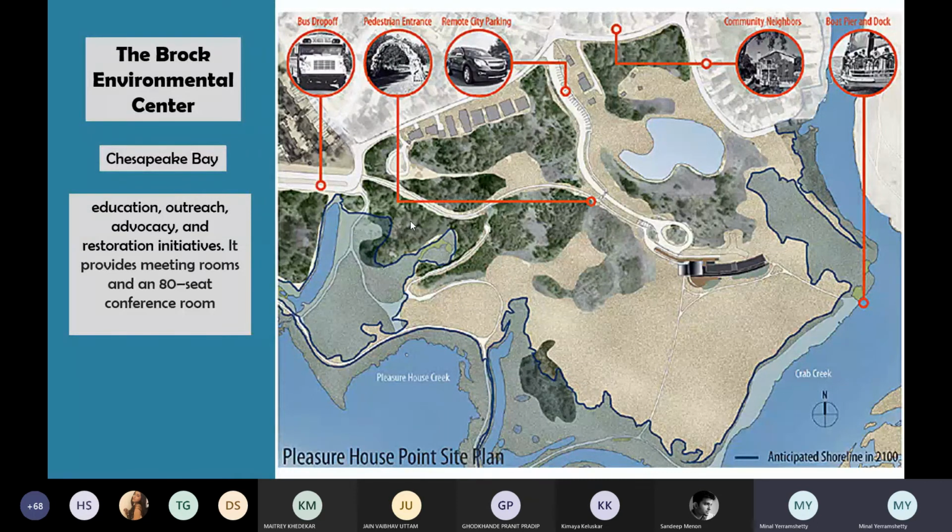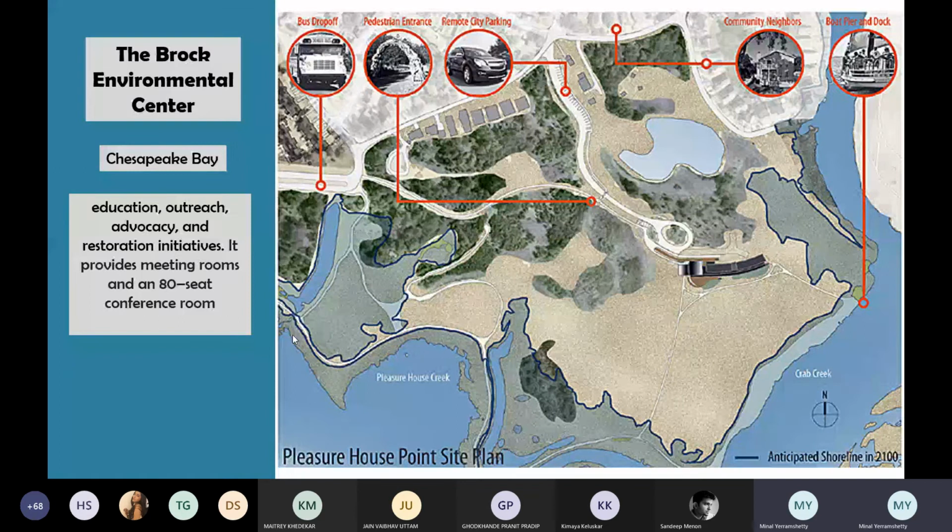This black line is the anticipated shoreline. That means this much part of the land is going to get submerged by the water. And it is expected that this area is going to be submerged by 2030 or beyond.